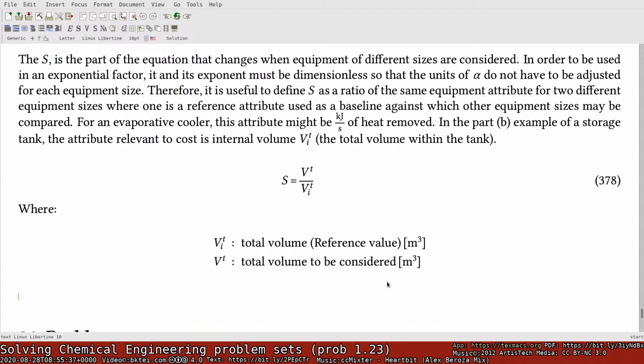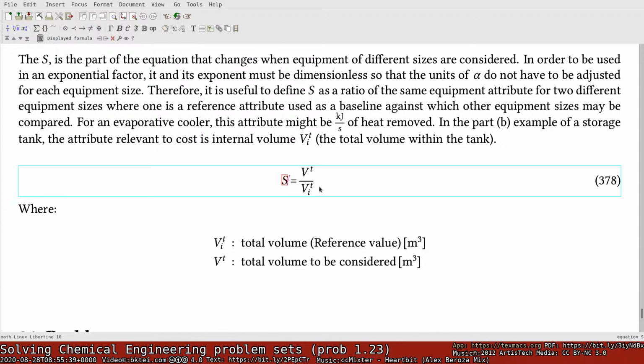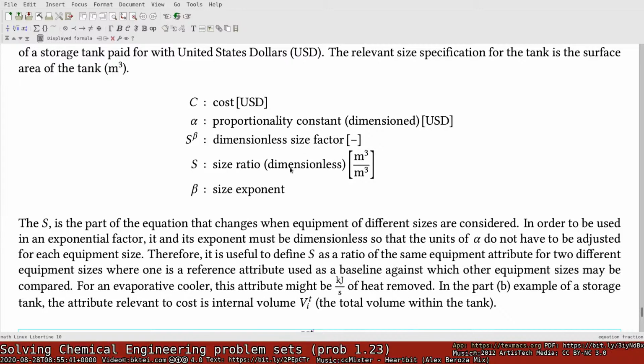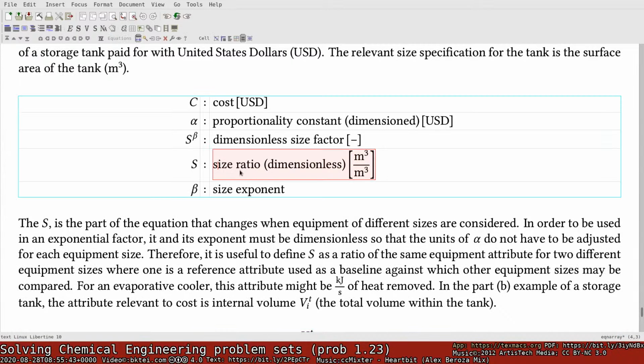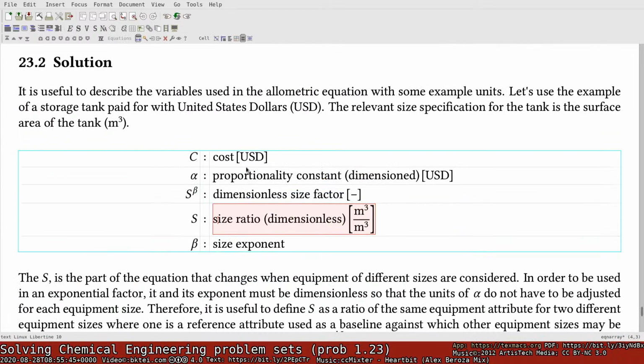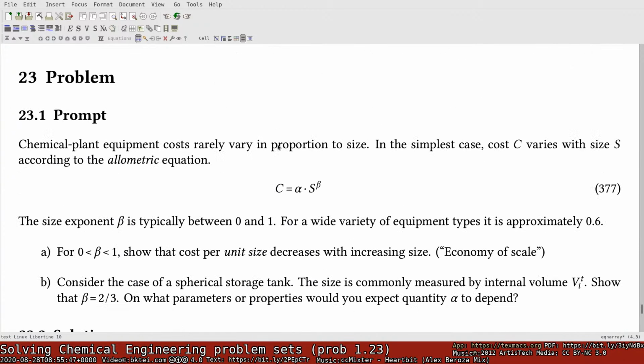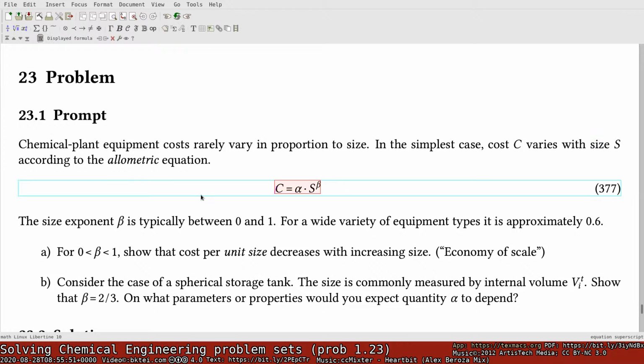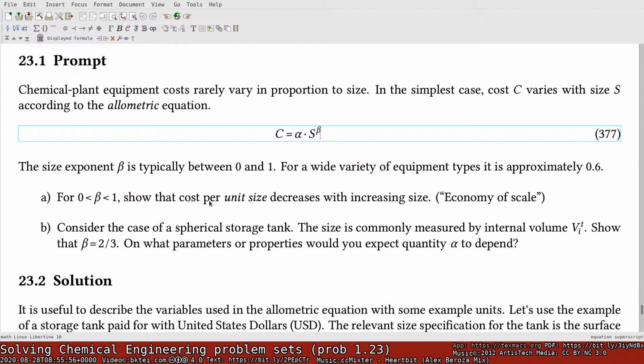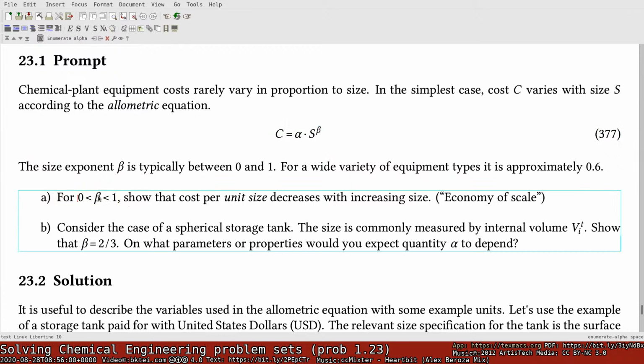So this definition for S will make sure that S is always dimensionless, because it is a size ratio. And we're not told it's a size ratio. We're just told that it's size. But to make this equation sensible, that's how I think it should be used. And the first part is kind of easy. If beta is equal to 0 to 1, show that the cost per unit size decreases with increasing size.